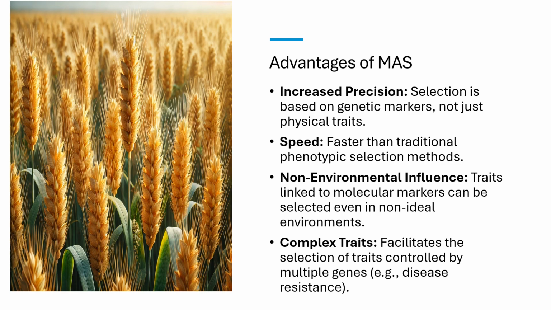Increased precision: selection is based on genetic markers, not just physical traits. Speed: faster than traditional phenotypic selection methods. Non-environmental influence: traits linked to molecular markers can be selected even in non-ideal environments. Complex traits: facilitates the selection of traits controlled by multiple genes, e.g., disease resistance.